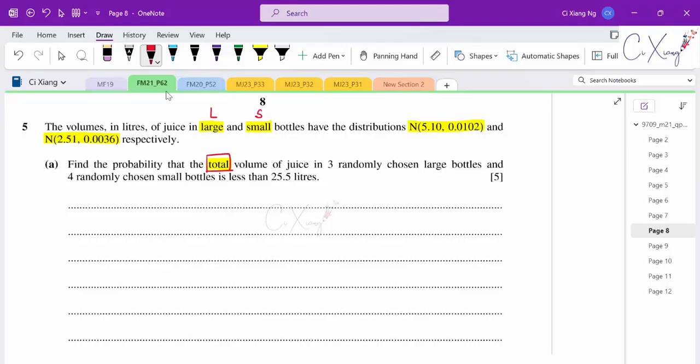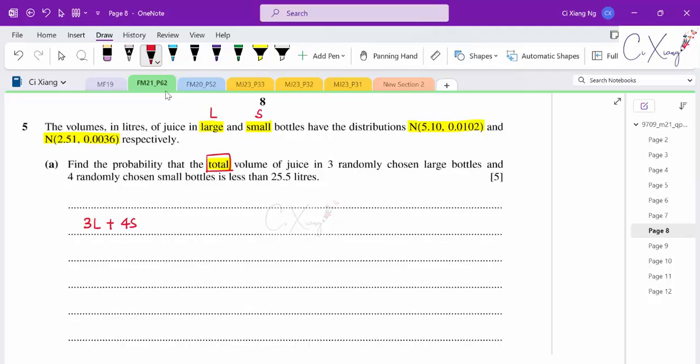For 3 large bottles, by right, you should write L1 plus L2 plus L3. Because I'm lazy, I just straight away write it as 3L. But I know that it is actually a summation of 3 different bottles. Then plus 4 small chosen bottles. By right, you should write S1 plus S2 plus S3 plus S4. But again, because I'm lazy, I will write it as 4S. But from here, I know that 4S means the total of 4 different bottles, S1 plus S2 plus S3 plus S4.